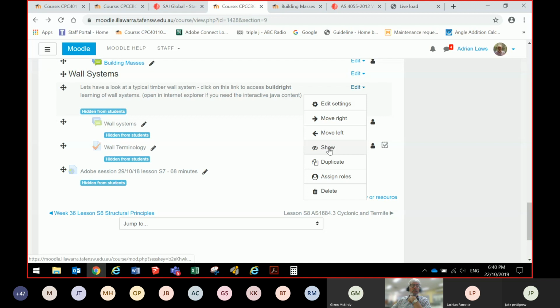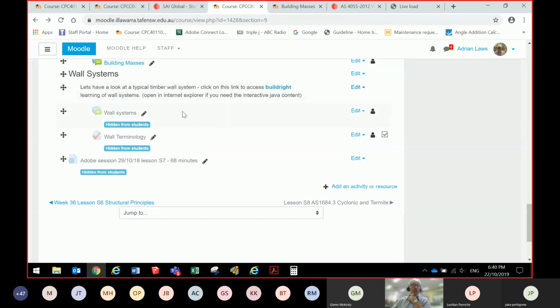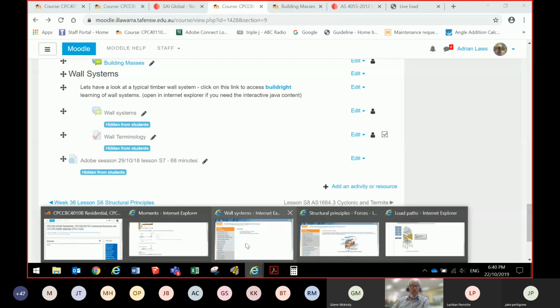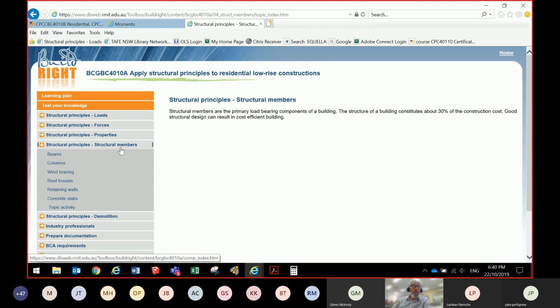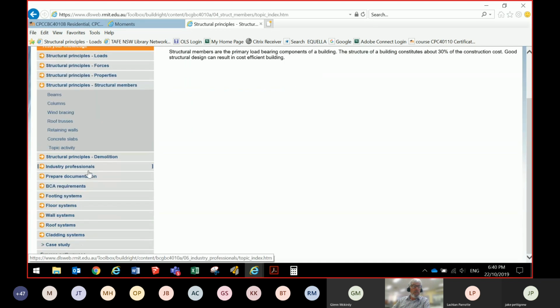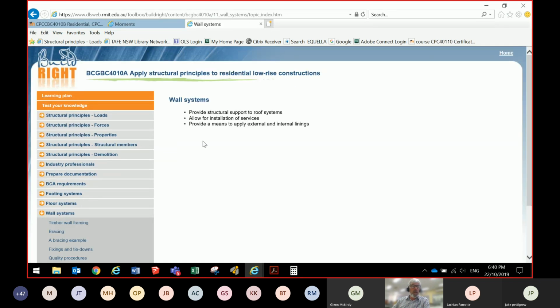So this is pretty straightforward, this last little bit, and then I'm going to open it all up for you. Just looking to see if we've got anything else that I need to deal with at the moment. No, we're all pretty right. So pretty much this last little activity here is let's look at a typical wall system. You can see there's a Build Right, another Build Right activity, and if we go through to the Build Right one, it's got walls here. Where are we? Structural properties for walls. Here we are, wall systems down the bottom.